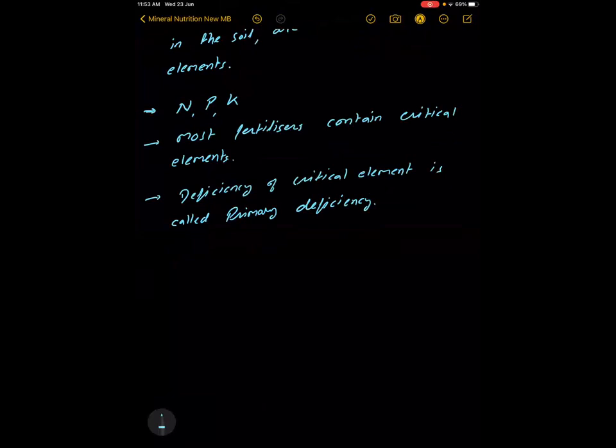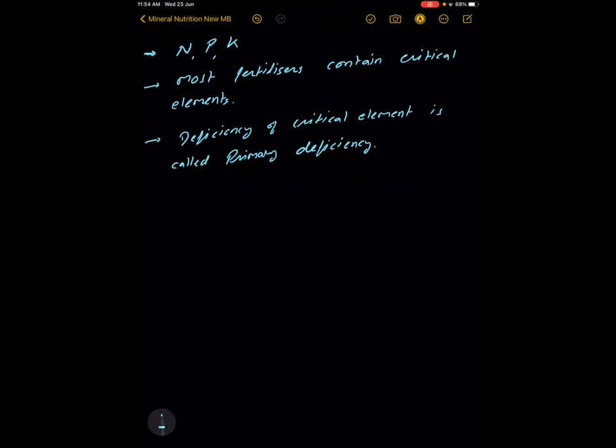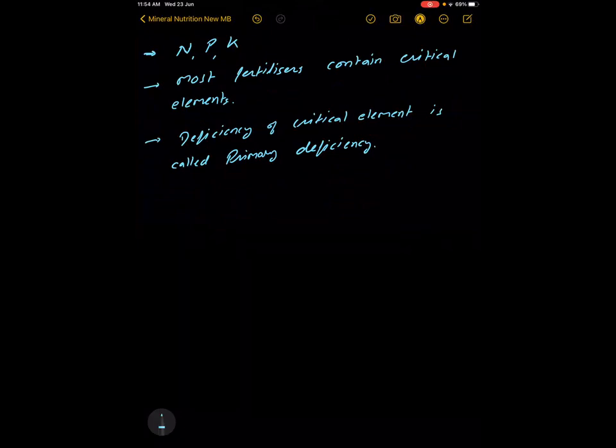Some elements help in enzyme action. They activate enzymes, so activation of an enzyme needs that mineral also. All enzymes are proteins. These enzymes have a cofactor. A cofactor is the attachment of another part on the enzyme. The protein part is called the apoenzyme.